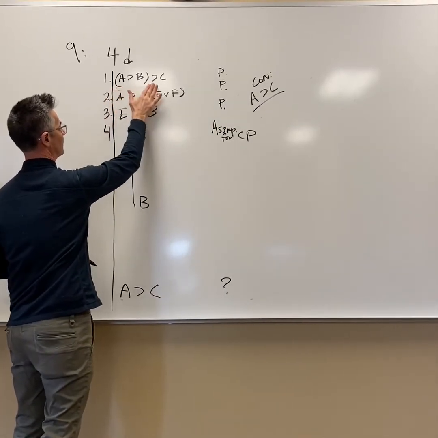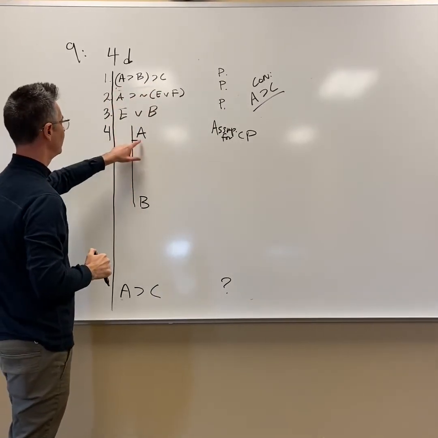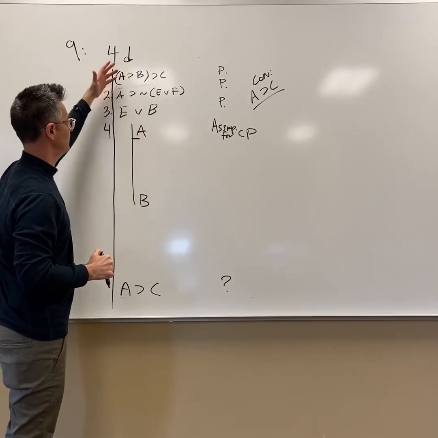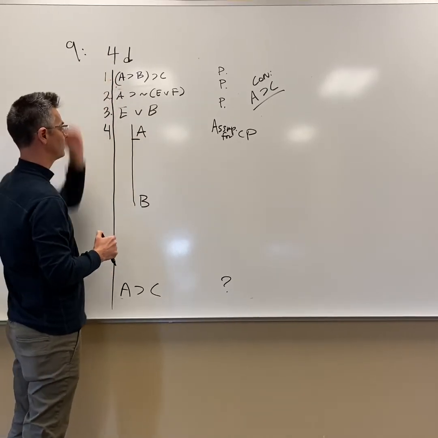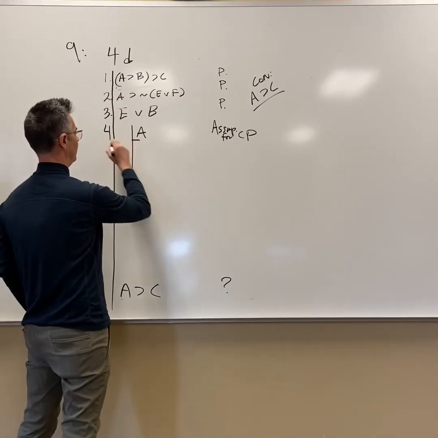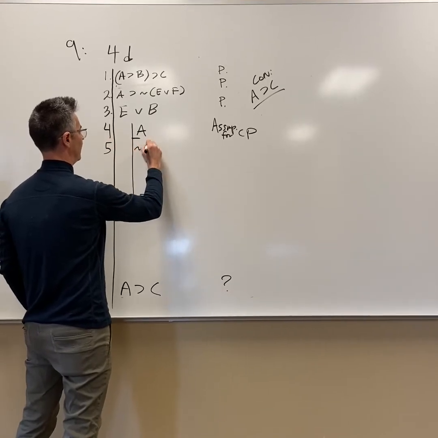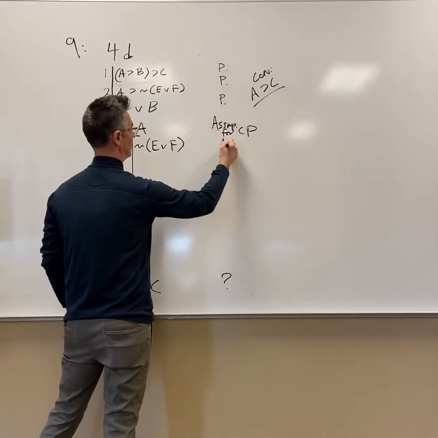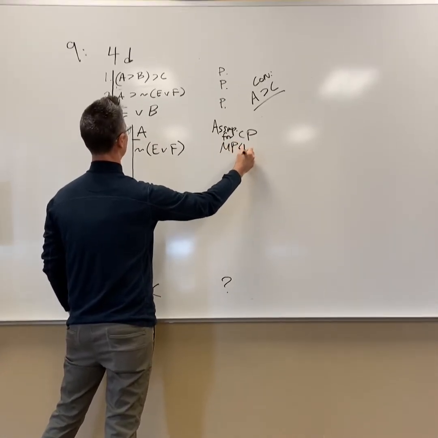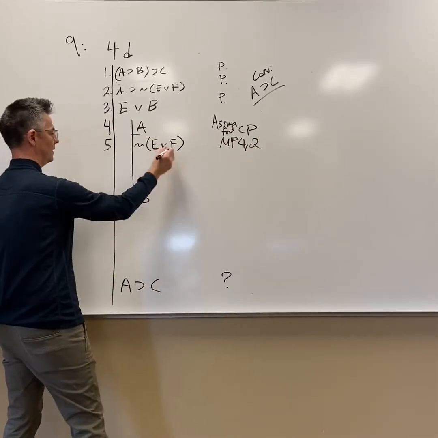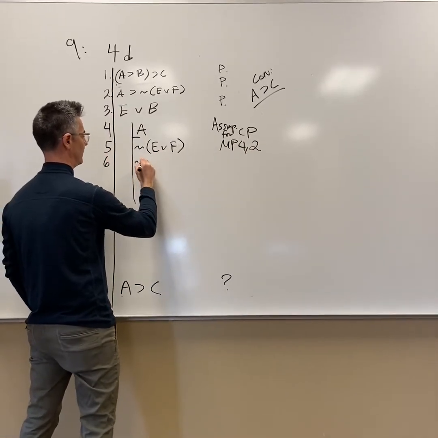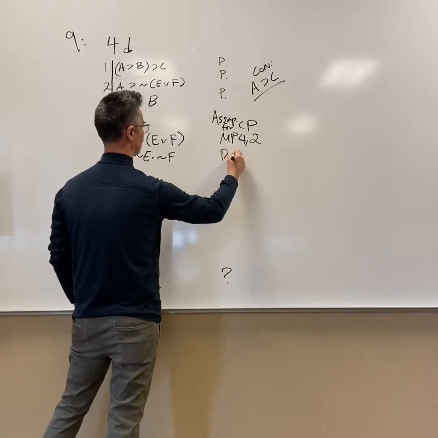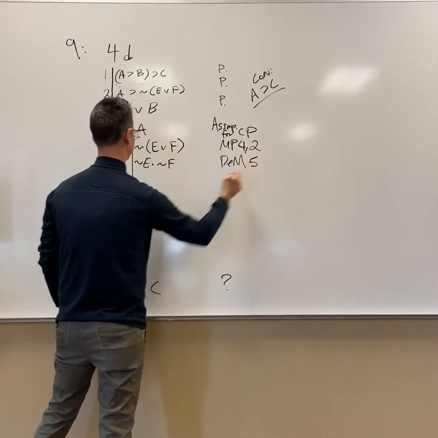All right, so how would we do that? Well, we got A, so we're entitled to all these steps, because they're available to you, being out and above. Then we can get immediately, step 5, it is not the case that E or F. How do we get that? Modus ponens, steps 4 and 2. And then you've got a De Morgan's there, so that's not E and not F by De Morgan's on 5.